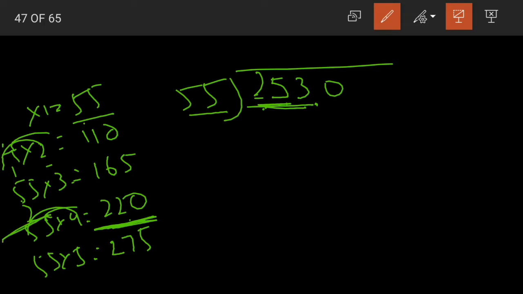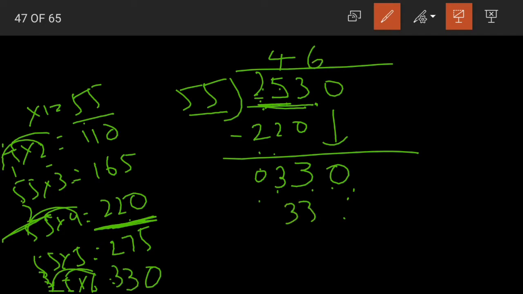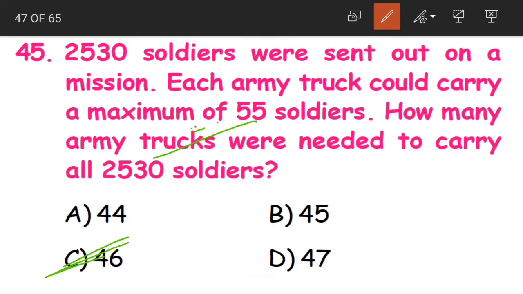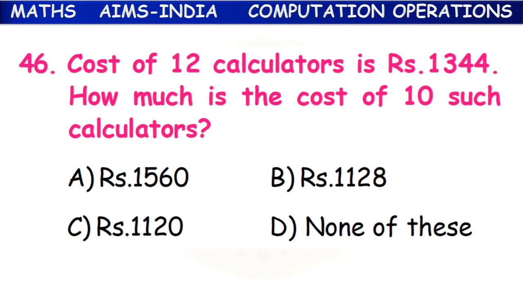Yes, so going with the smaller number, 55 fours are 220. Subtracting: 0, 3 minus 0 is 3, 5 minus 2 is 3, 2 minus 2 is 0, and lastly we bring down the 0. Now 55 sixes are how much, children? 5 sixes are 30, plus 3, 33. We got an exact number. 55 sixes are 330. When we subtract, the remainder is 0. So what is the quotient? 46. That is option C. 46 trucks will be needed to carry all these soldiers. Next question.